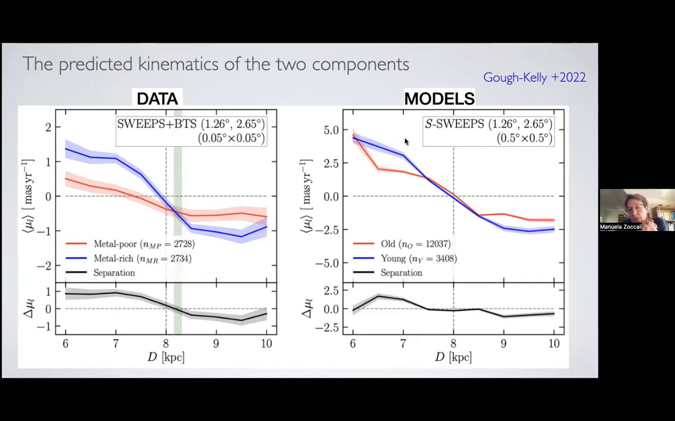the models do not have a very good precision in metallicity. And so they use ages as a proxy for metallicity. So in the model, they don't have metal poor and metal rich stars. They have old and young stars. You can see that also the model predicts a difference in the rotation velocity of the two components, but not so big. Apparently in the data, they are a little bit bigger.